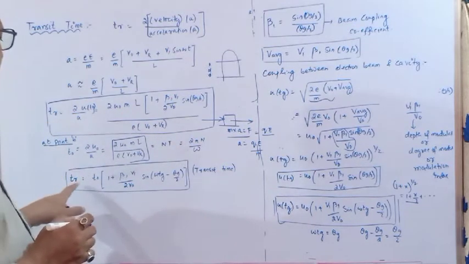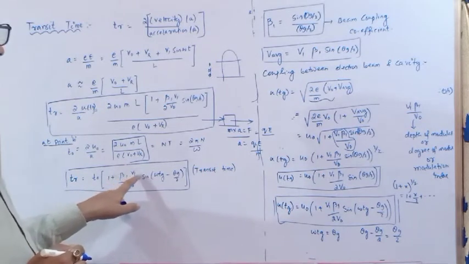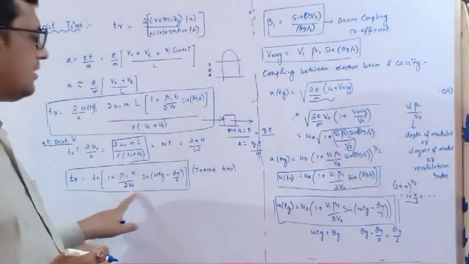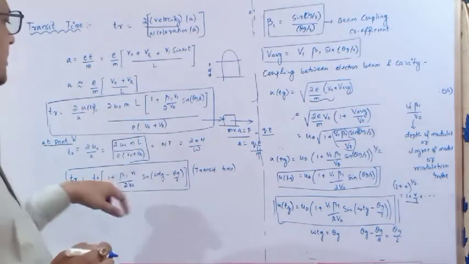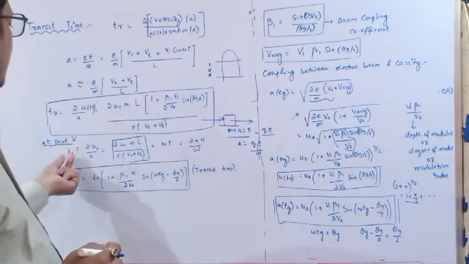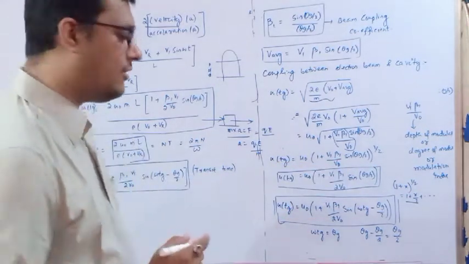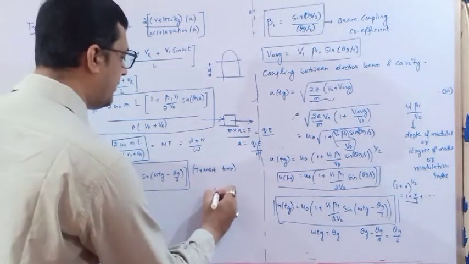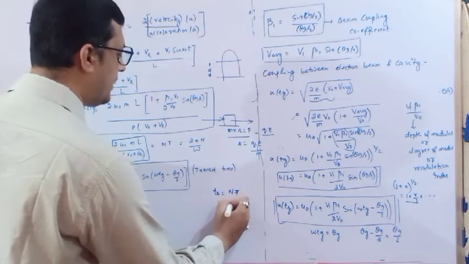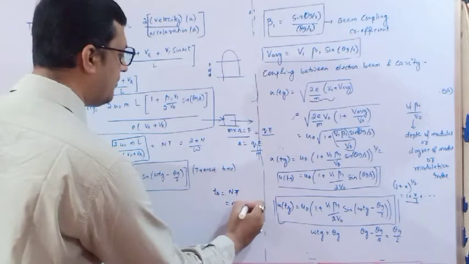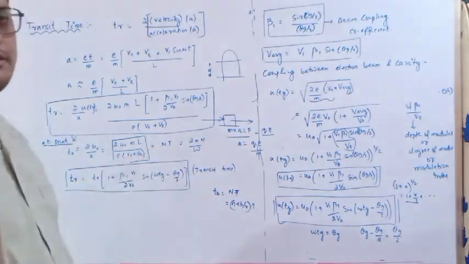So Tr is equal to T0 (1 plus beta1 V1 divided by 2V0 sin (omega Tg minus theta g by 2)). This is a simple relation. Now T0 is equal to NT. We have formed a relation that this small time period T0 is equal to capital N into T, where capital N is n plus 3 by 4, and T is the period. The number of modes is the same thing substituted here.